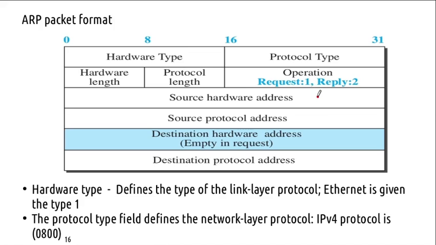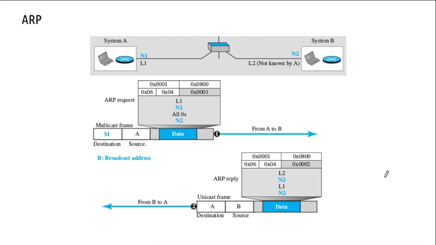Source hardware address, in our case, is the link address of A. The source protocol address is the IP address of A, that is N1. In the request, the destination hardware address is all zeros, right? And the destination protocol address is the IP address of B, that is N2, right? And it is sent. So this is the process, and this is the explanation of how this works.